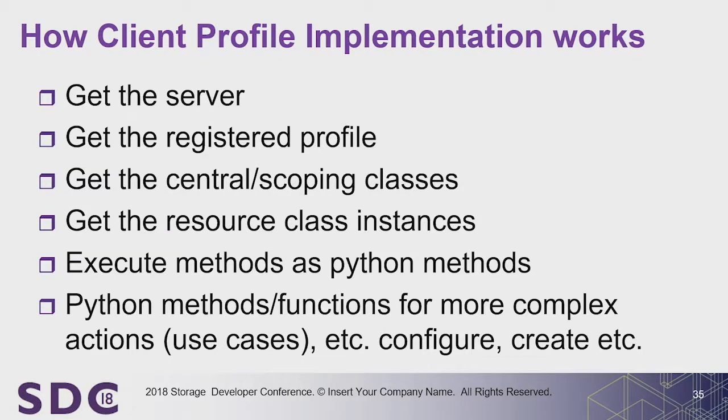So, how does a client profile work? Obviously, get the server first. We're not much help there; you've got to know something. Get the profile you're interested in, get the central and scoping classes, get resource class instances, execute methods as Python methods, and then execute more complex functions based on the use cases, such as configure, create, et cetera, as specific methods.